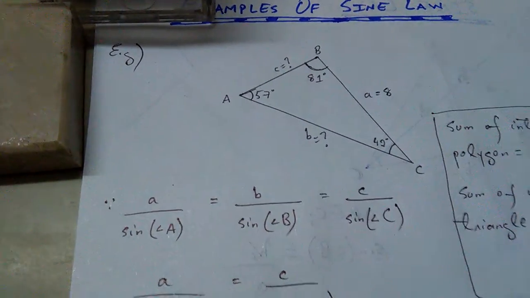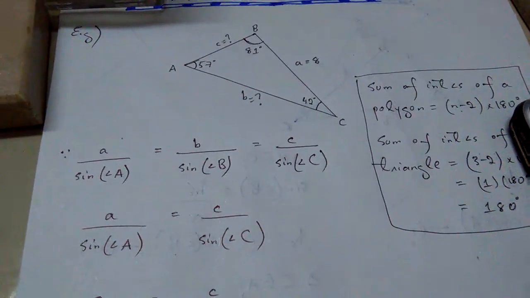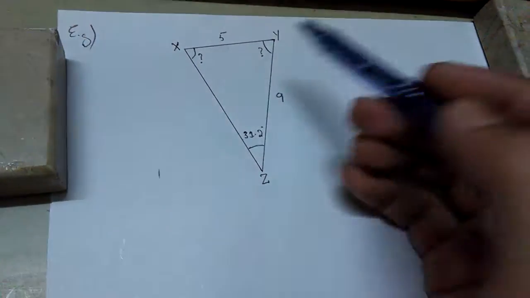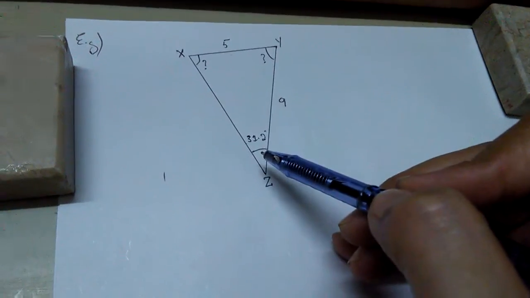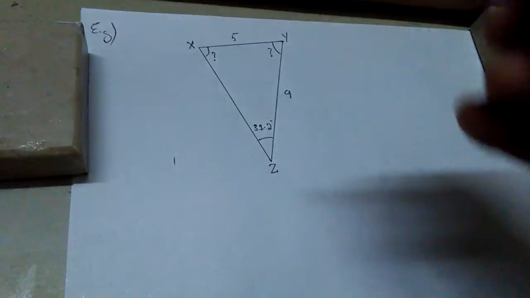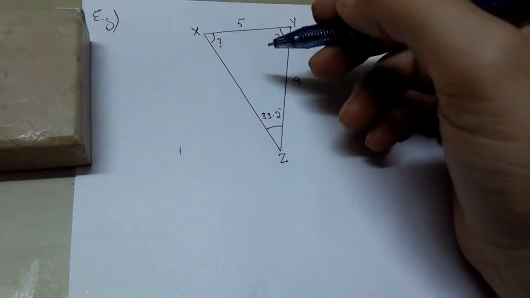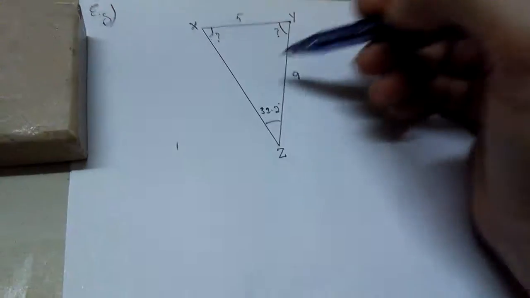That's how the sine law facilitates you. Let's have a look at one more example here. Okay, now here you go, one more example. Over here, they're asking you to find these two interior angles; two sides and one angle are given to you. So before approaching the sine law, first of all, let us assign variables to the lengths of the sides.